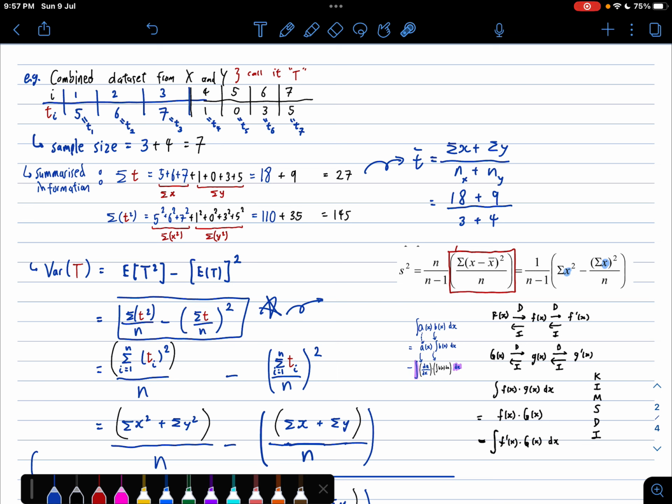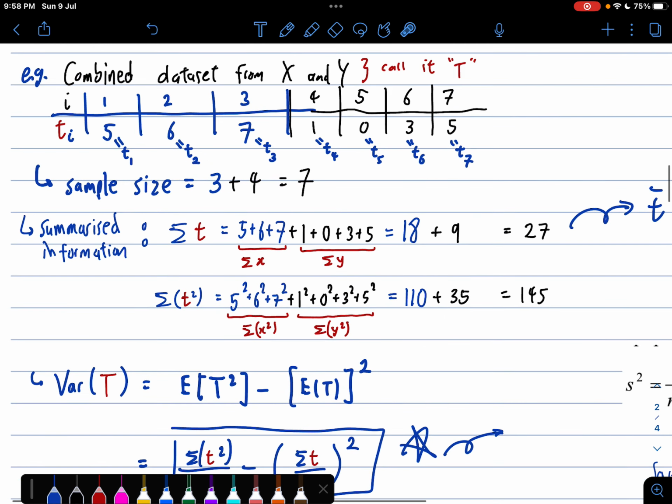Now the sample size will no longer be 3 or 4. Instead, it's the sum, right? 3 plus 4 equals 7. How about the summation of t? It will be 5 plus 6 plus 7 plus 1 plus 0 plus 3 plus 5. See, I even color coded it. Blue color on the left, black on the right. This is sum x on the left, this is sum y on the right. So 18 plus 9 gets 27.